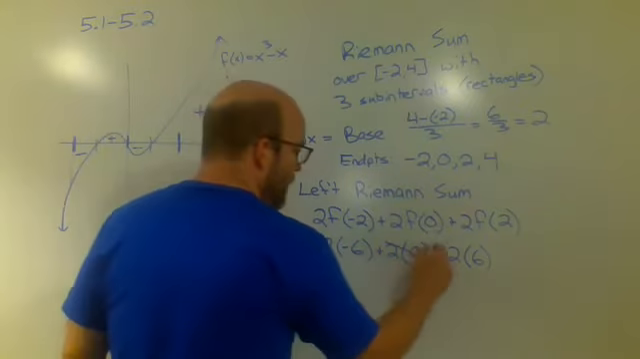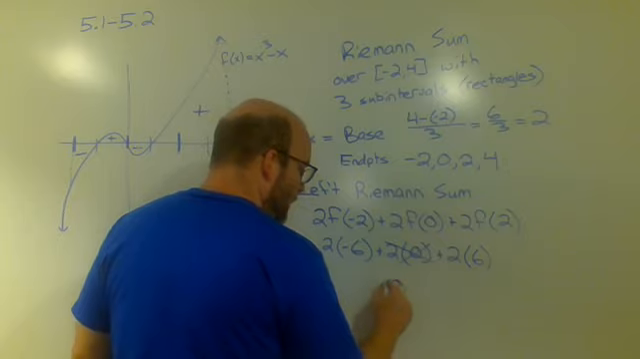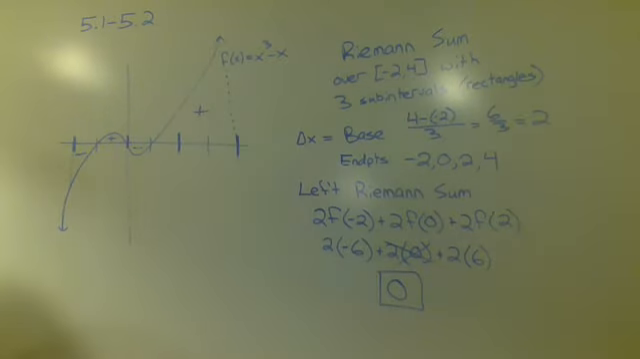The 2 times 0 disappears. This gives you -12. That gives you +12. -12 plus 12 also cancels out. And so your left Riemann sum here is a 0. Okay.